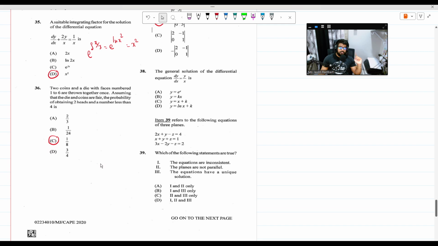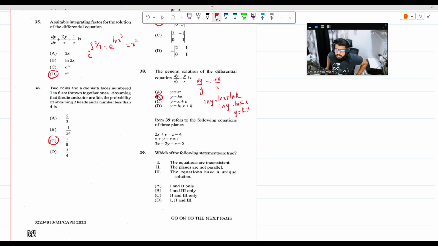The general solution of the differential equation is the one where we assigned the constant to be ln k. When I rearrange, I'll get dy over y is equal to dx over x. So ln y is ln x, and I put in ln k as the constant, which is no problem. I'll get ln y is ln kx, which is y equal to kx. That will be the answer. Answer is B.